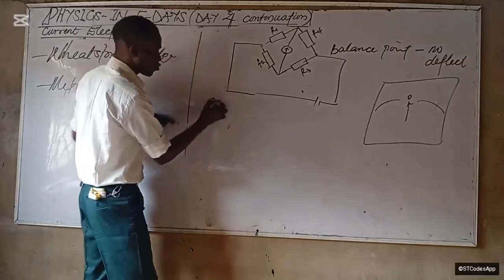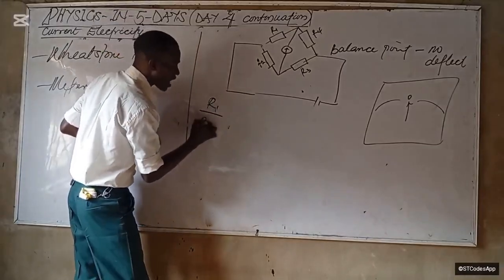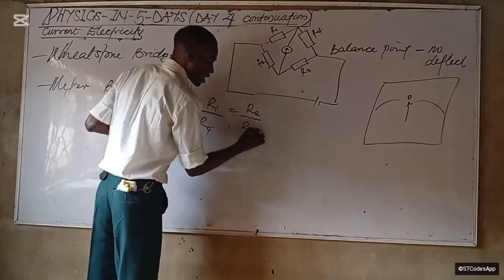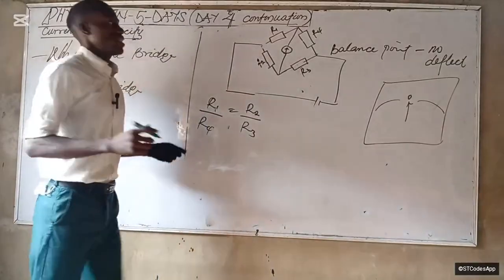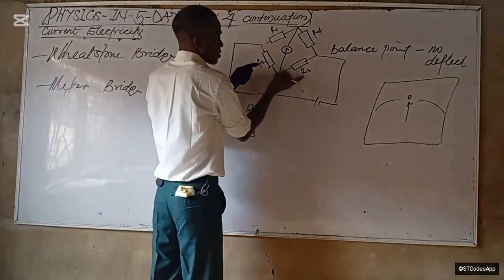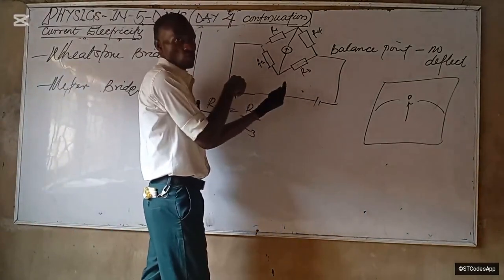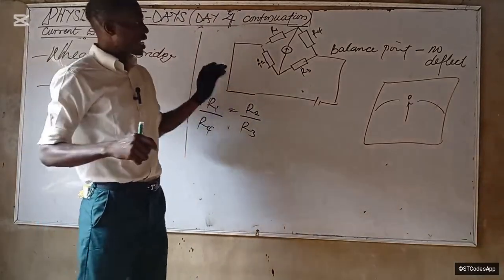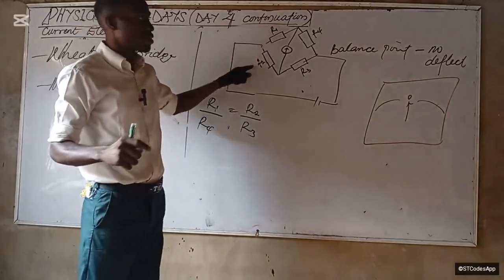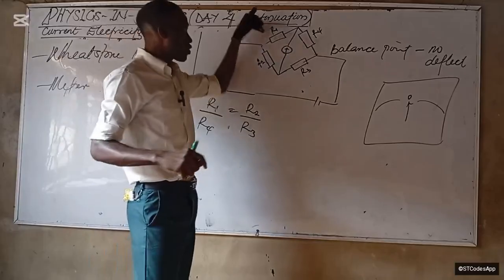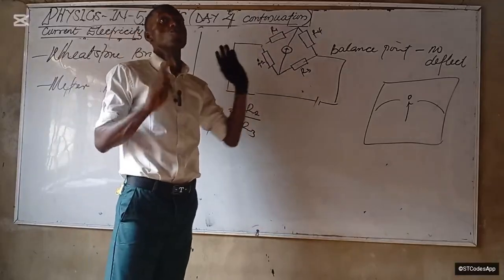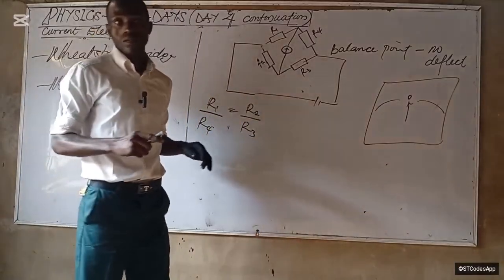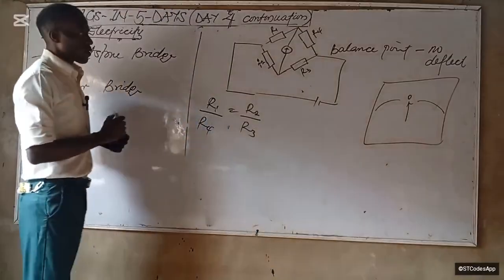For example, do R1 over R4. How will I do this one? R2 over R3, exactly. If I combine this way, R3 over R2, you get me? Now, it doesn't mean that if you combine R1 over R2, you shouldn't get the same answer. But usually, it's more appropriate to combine across the bridge. Do you get me? Okay. So that's the Wheatstone bridge.